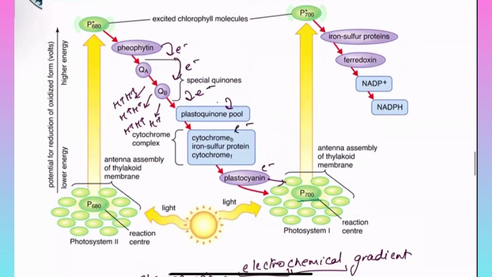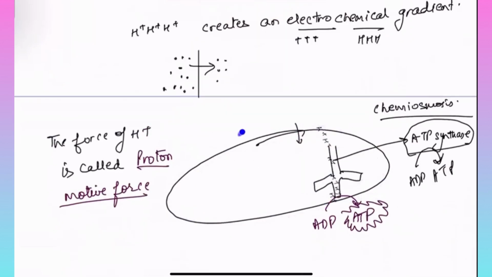The H plus molecule is outside the membrane. This H plus molecule tries to enter back inside. But because the membrane is semi-permeable, it won't allow entry of the charged molecules. So now this H plus will take help from ATP synthase. ATP synthase is an enzyme which can convert ADP to ATP.